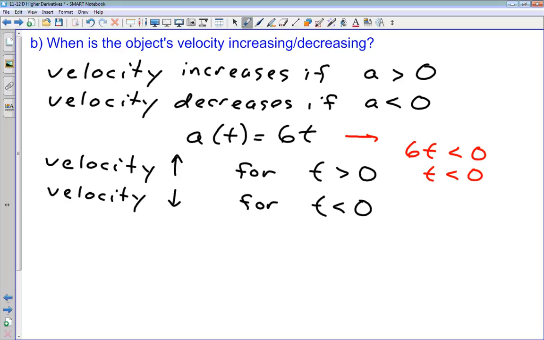But strictly speaking, because we placed that restriction on our domain, we said that our function was only valid from t equals 0 up to t equals 10. We could make a little note here that says that this is not in the domain. So strictly speaking, our velocity is never decreasing.